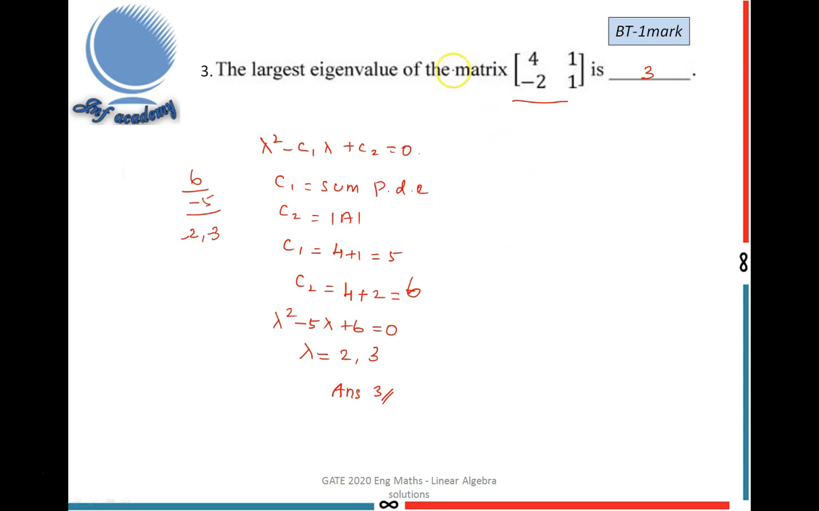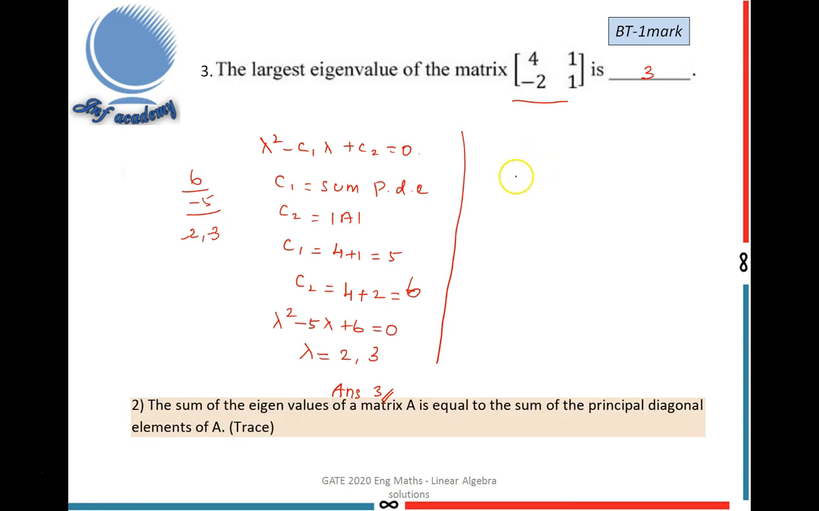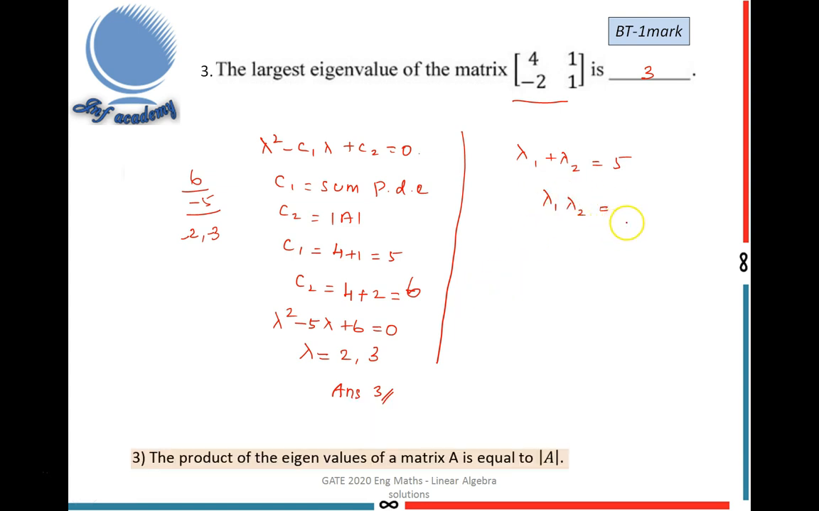Now I explain another way. One property says the sum of the eigenvalues is equal to the sum of the principal diagonal elements. It's shown in the slide. So lambda 1 plus lambda 2 equal to the sum of principal diagonal elements, 4 plus 1, 5. Next, the product of the eigenvalues is equal to the determinant of A. So lambda 1 into lambda 2 equal to, it is also shown in the slide, the determinant of A. Determinant of A is here.